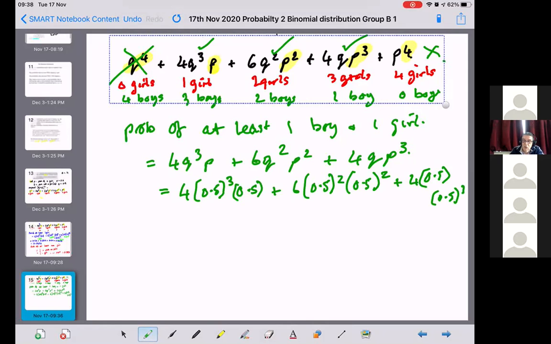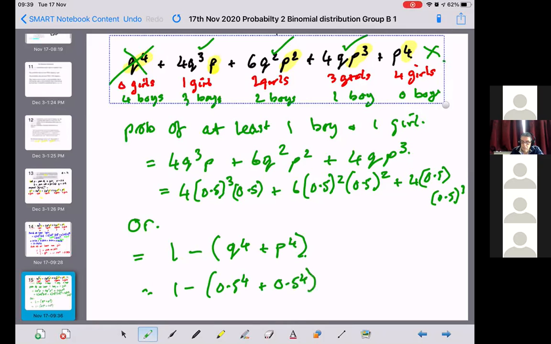Or we can add the two outside ones together and take them off 1, or 1 minus q to the 4 plus p to the 4 is an alternative method. And if you do that either way, you should get 0.8750.